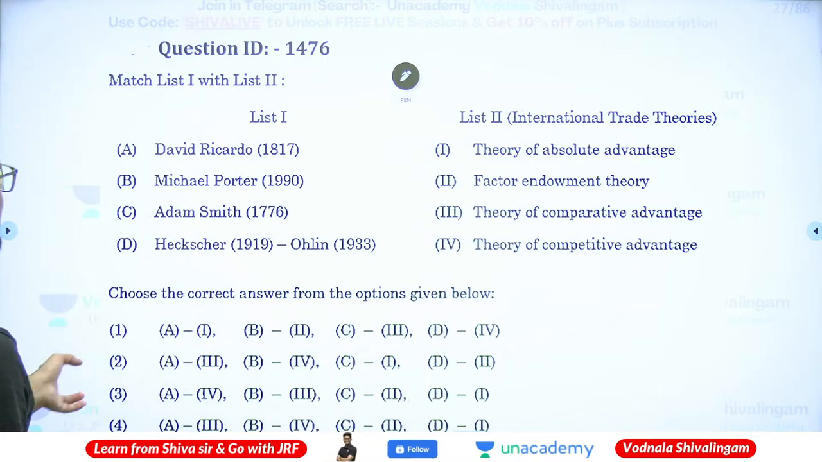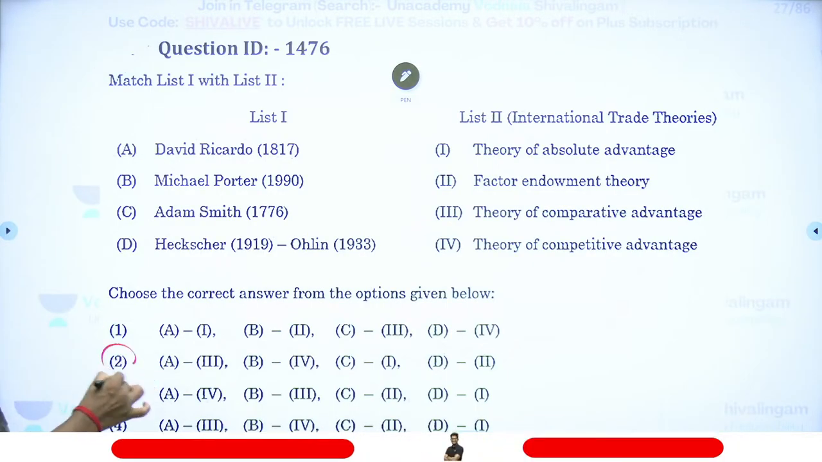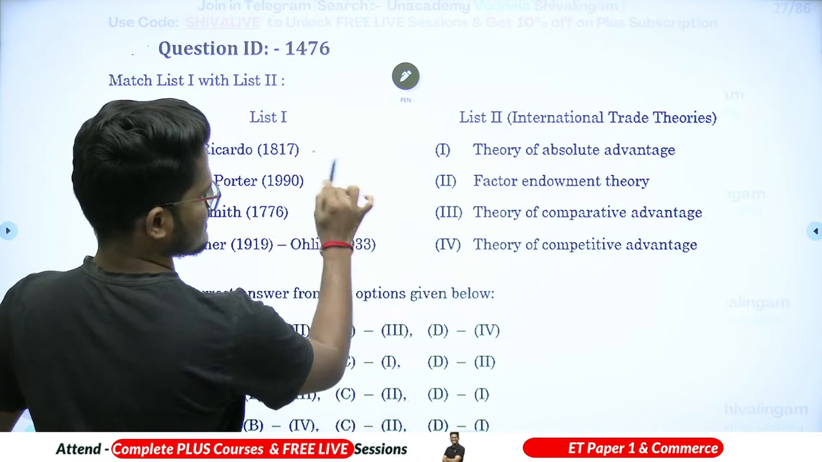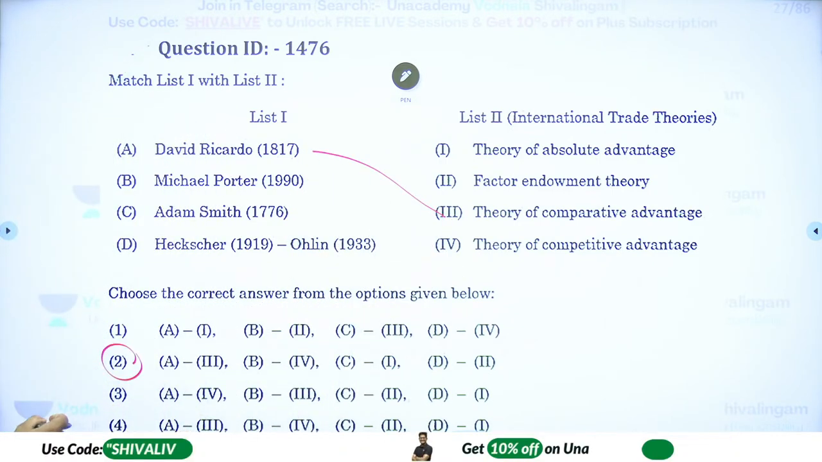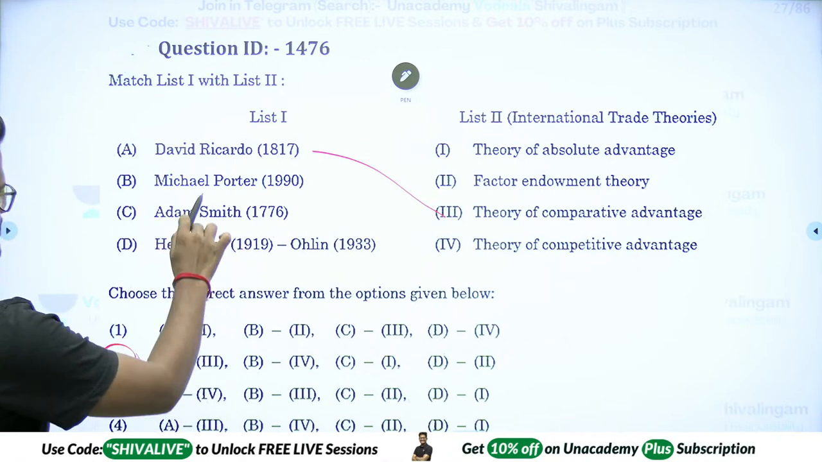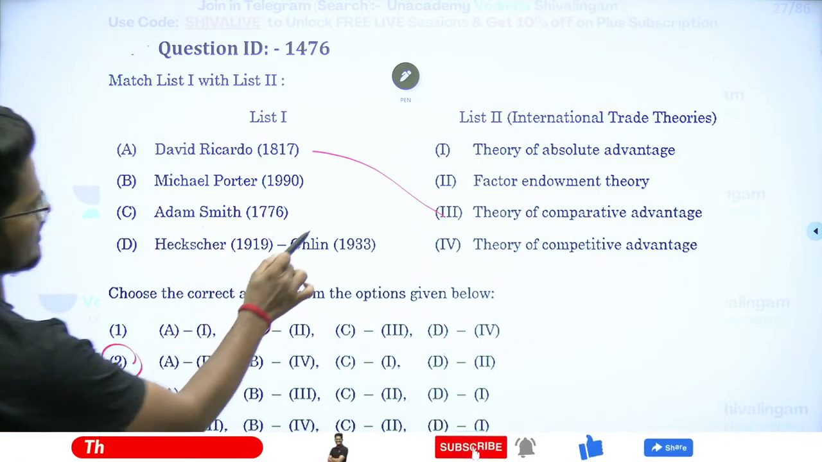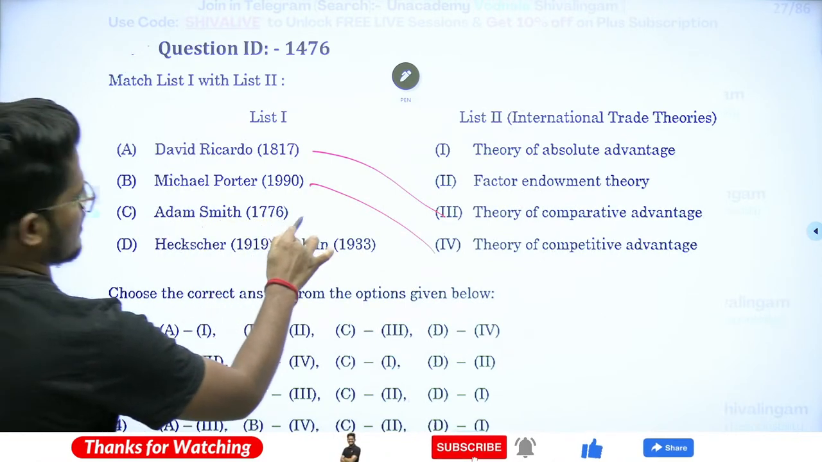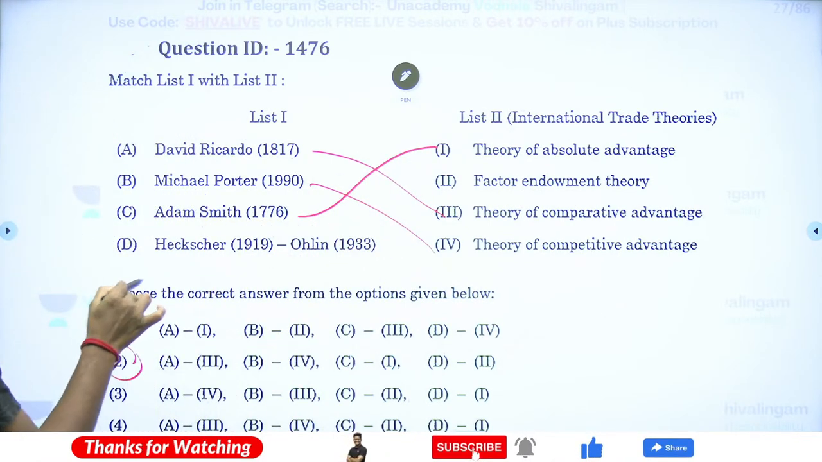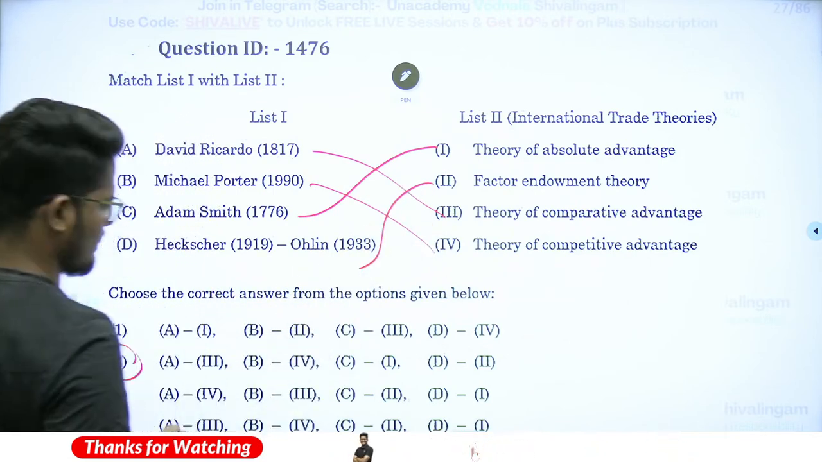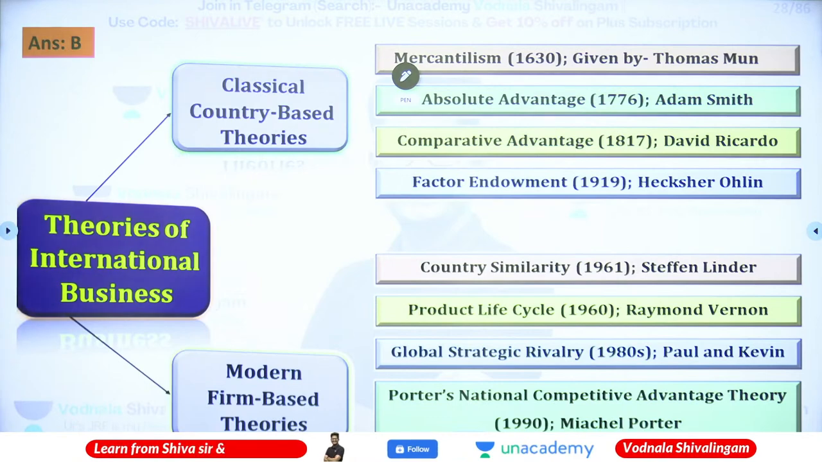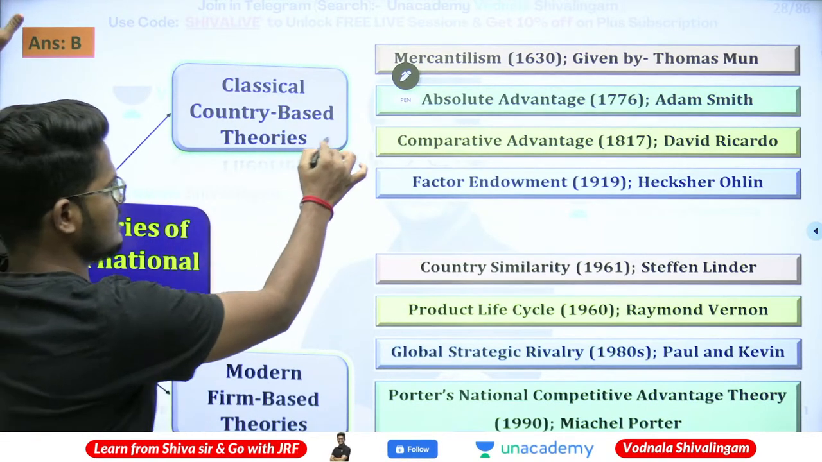So what will be the answer? Answer will be B. That is David Ricardo is the theory of comparative advantage. Adam Smith, sorry, Michael Porter is national competitive advantage. And Adam Smith is the theory of absolute advantage. Heckscher and Ohlin, factor endowment theory. Okay. So these are the classical theories of international business.